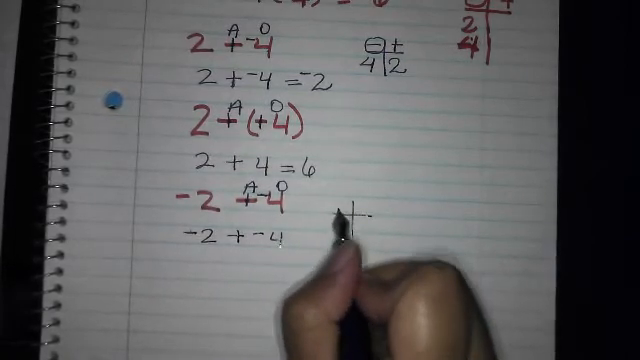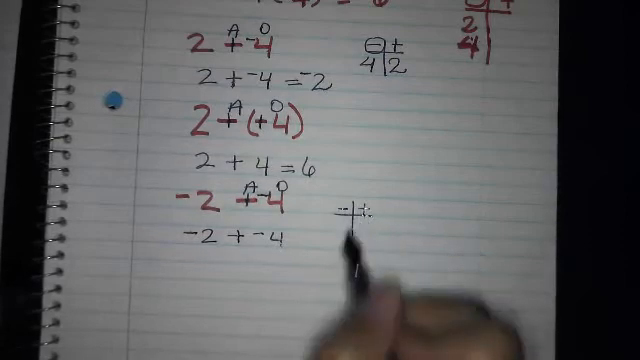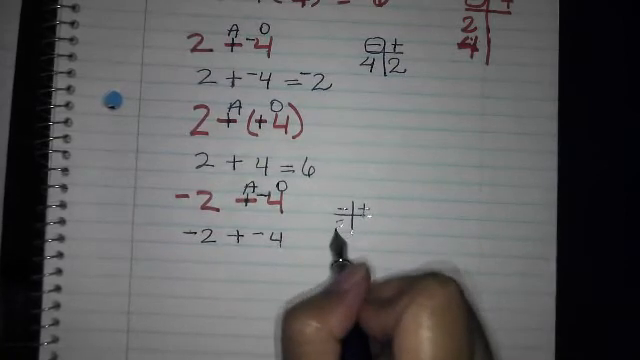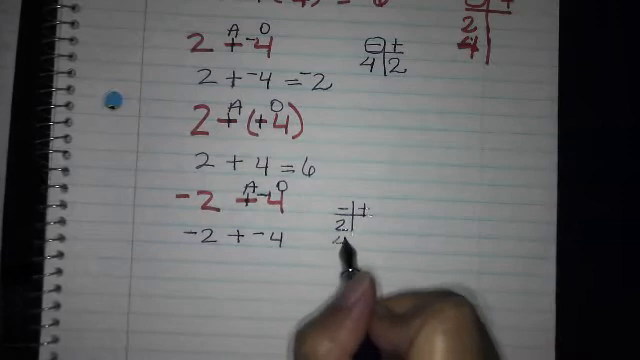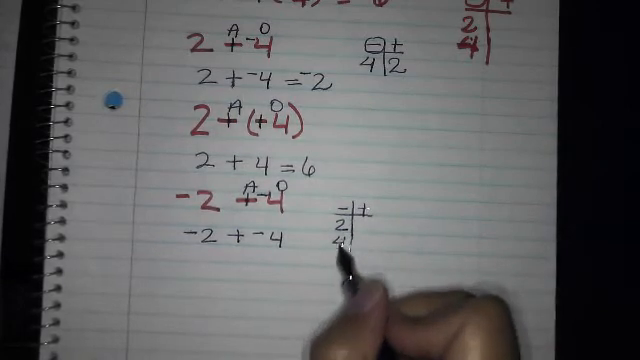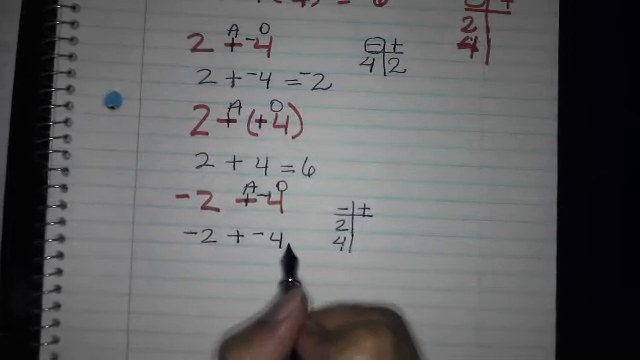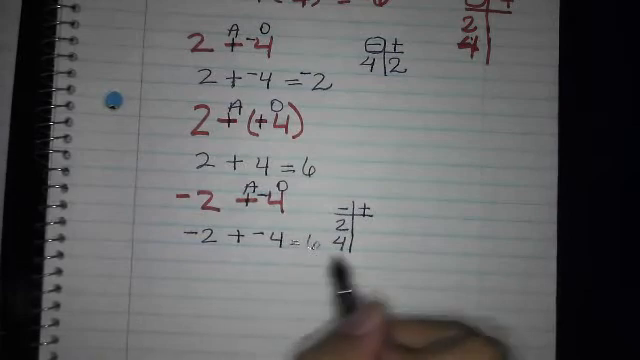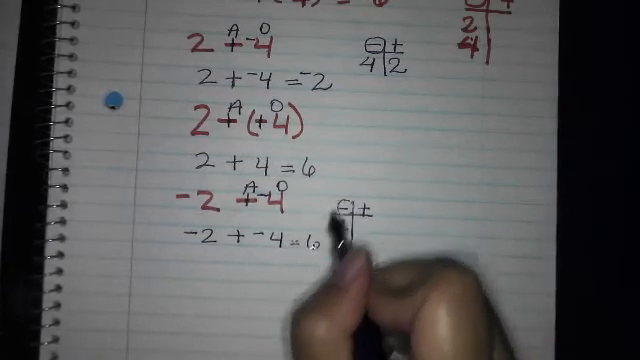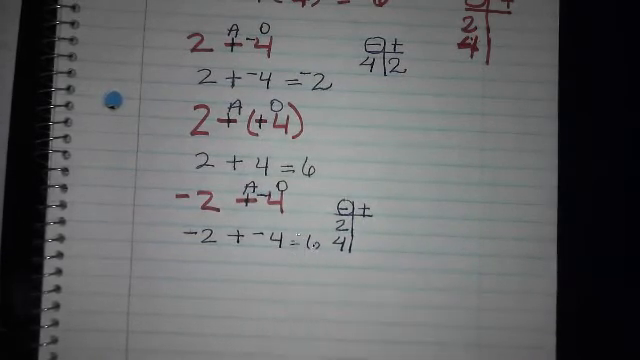Draw the T-chart. Negative, positive. 2 is negative. 4 is negative. These two are on the same side of the T-chart, so I'm going to add. 4 plus 2 is 6. Both of them on the negative side, so it is going to be a negative 6.